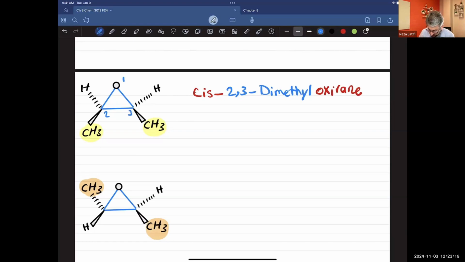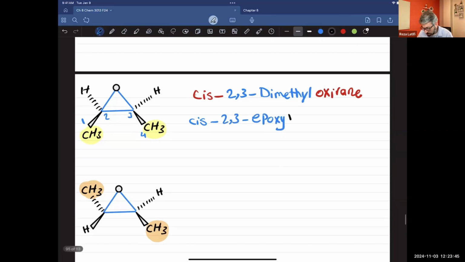Or I can say I have cis. Then how about this? Let's get rid of those numbers. So this is going to be number 1, and that's going to be number 4. And in that case, I have 2,3-epoxy, and then this one will be butane. That's another way to name it. Or instead of saying cis, you can say this.